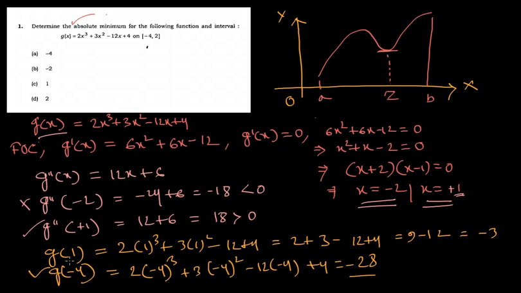So at 1 there is a minimum which is minus 3, but at minus 4 the value of the function is minus 28. So the absolute minimum for the function is not at 1, it is at minus 4. So our correct option is option A.